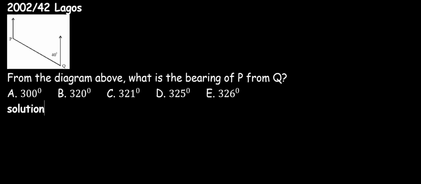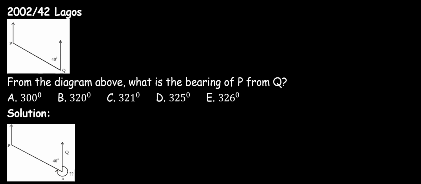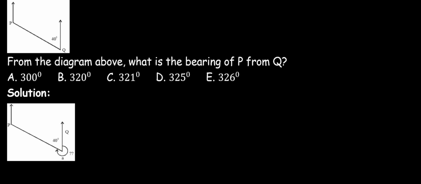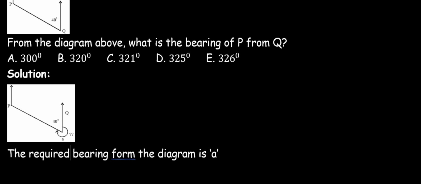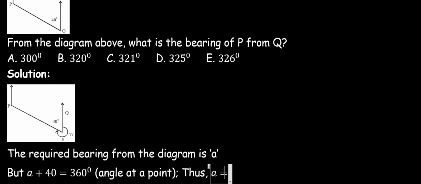Another example. From the diagram above, what is the bearing of P from Q? The options are given. Solution. From the solution diagram, the required bearing is A. But note that A plus 40 is equal to 360 degrees, reason: angles at a point. A will be equal to 360 minus 40 degrees, which is equal to 320 degrees.